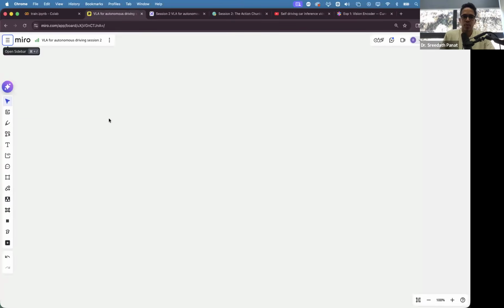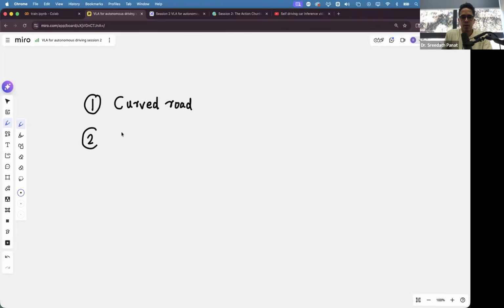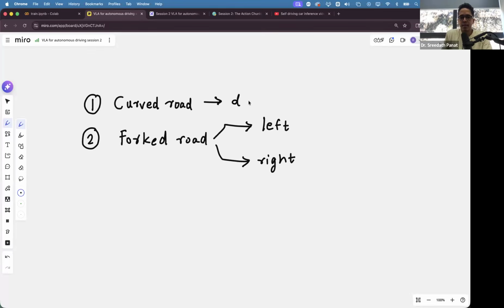So let me just write it down. We have a curved road. Let me just close this. And we have a forked road. In a forked road, there are two options. You could either go through left or go through right. In a curved road, there is only one option, just drive. Just drive along the road.